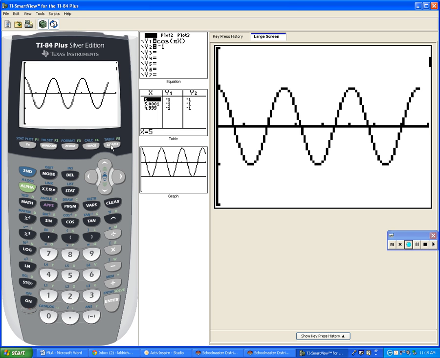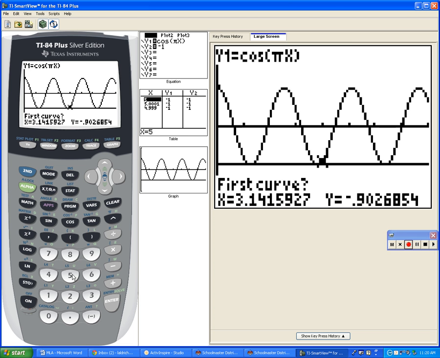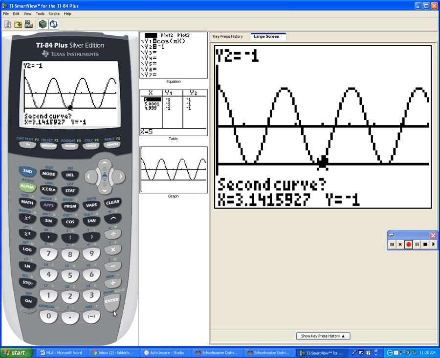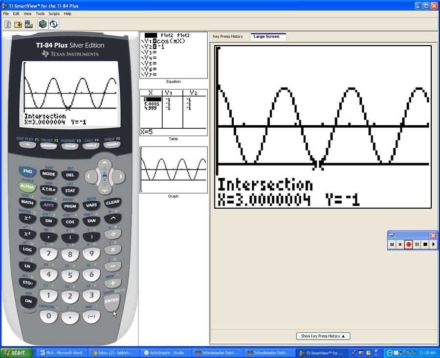So there's the cosine graph. And there's the y equals -1. So how many intersection points do I have to find? 1, 2, 3 of them. Second calc 5. I'm just going to do this one first because it was there already. So that comes out to be about 3.